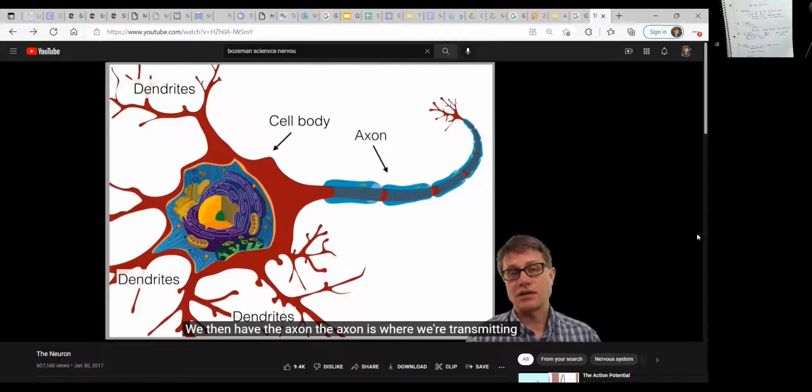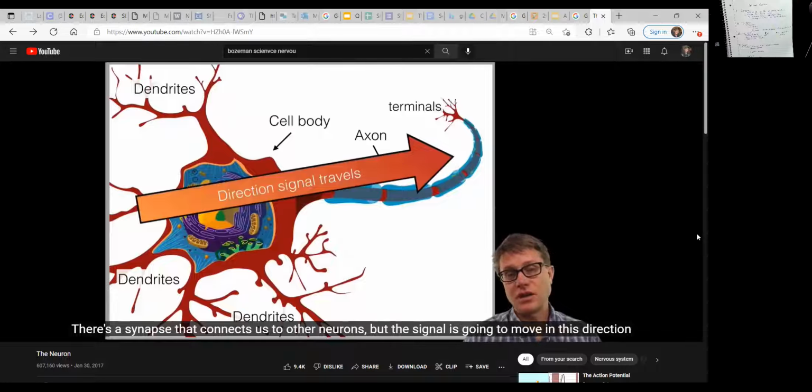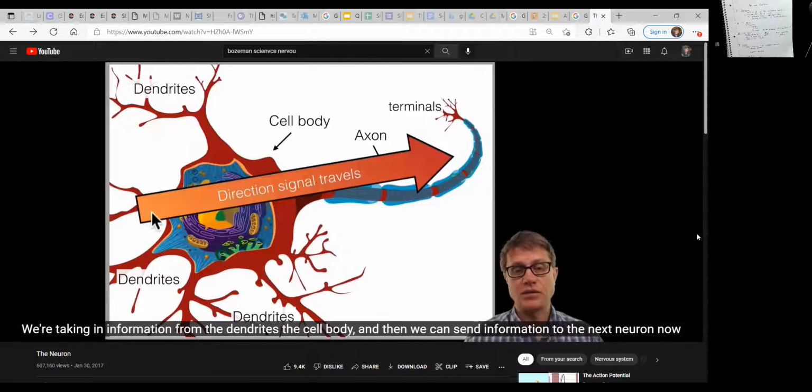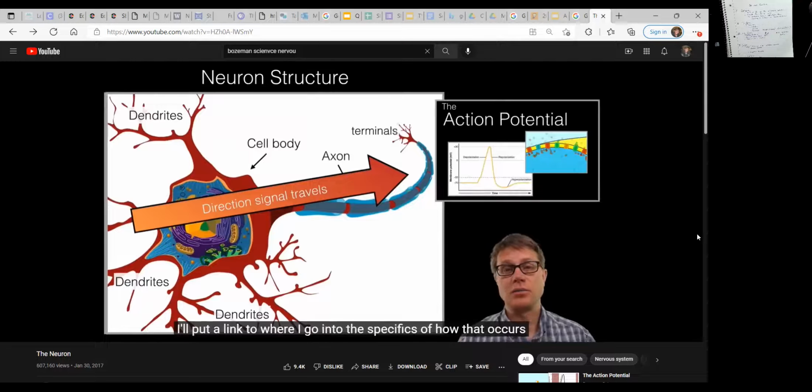We then have the axon. The axon is where we're transmitting information. It begins at the axon hillock and is going to move to the terminals. Now remember, at the terminals, there's a synapse that connects it to other neurons, but the signal is going to move in this direction. We're taking in information from the dendrites and the cell body, and then we can send information to the next neuron. Now, how do we do that? Through an action potential, and I have a video that I'll put a link to where I go into the specifics of how that occurs.